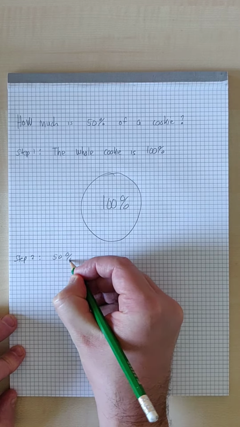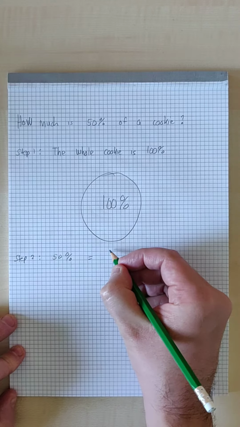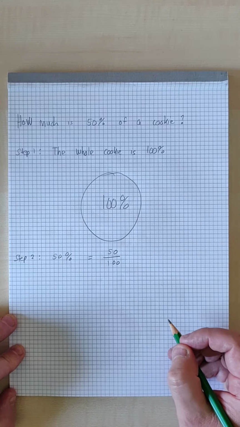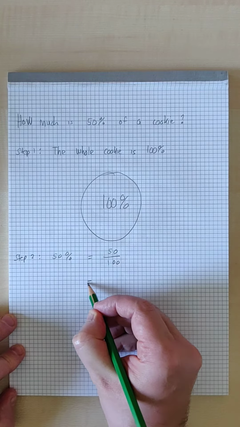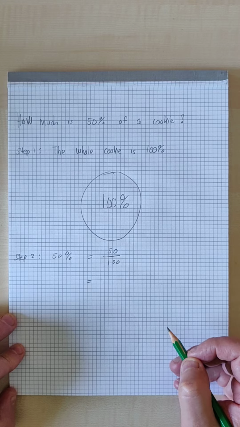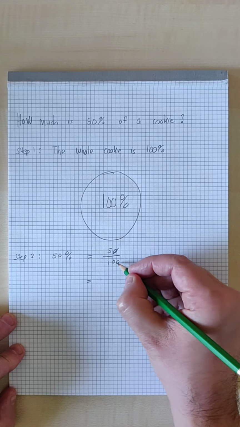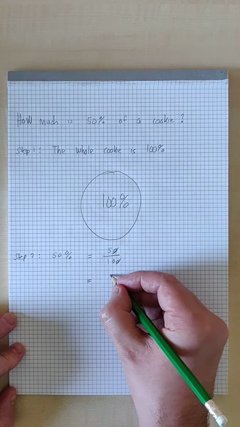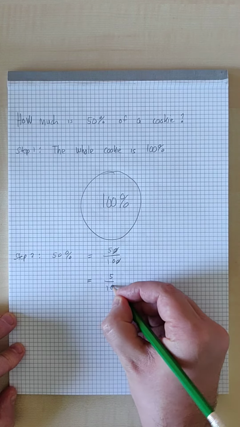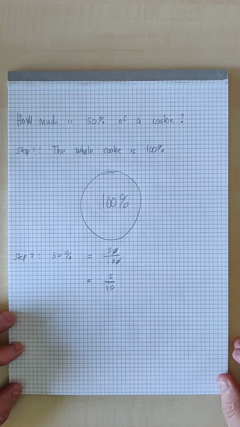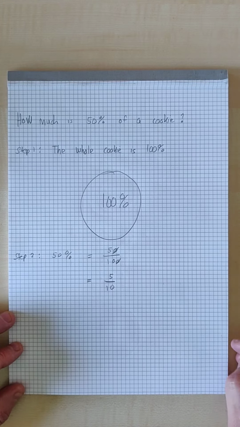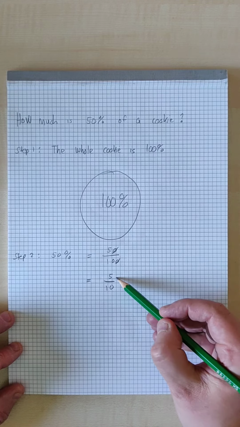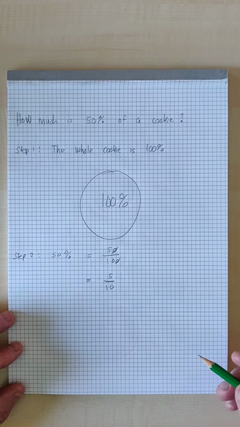Step two. 50% is 50/100. And let's simplify this fraction. We take away the zero in the numerator and the zero in the denominator. And then we have 5/10.